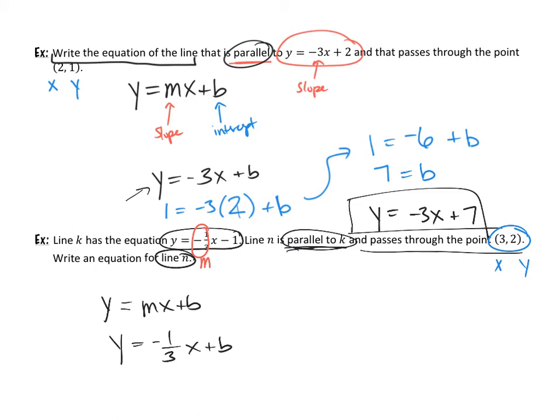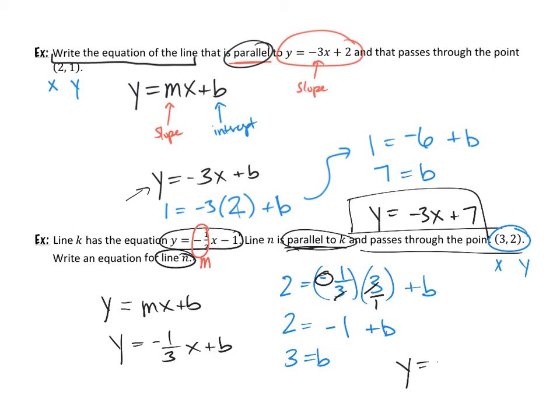So now let's substitute in those values for x and y. So 2 equals -1/3 times 3, and then plus b, so we're going to solve for that. This is 2, and remember 3 is 3/1, and so 1/3 times 3 is just 1, but there's a negative sign, so that equals -1 plus b. Add 1 to both sides, and 3 equals b. So my final equation is y equals -1/3 x plus 3.